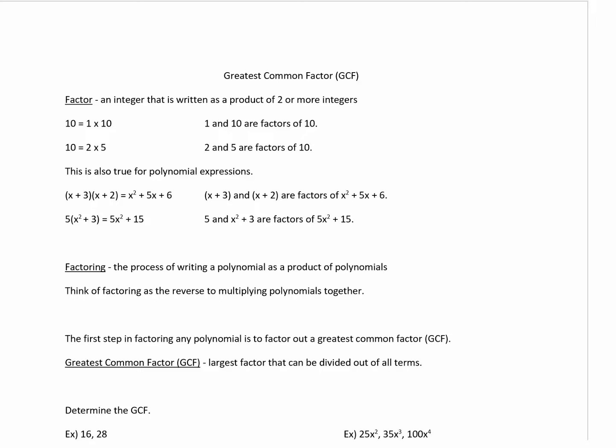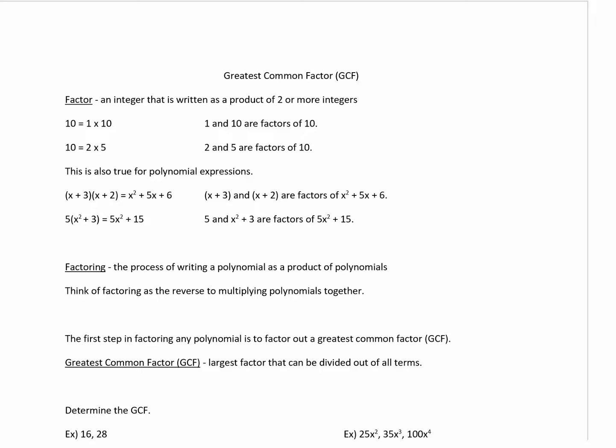In this video, we're going to talk about the greatest common factor. So, a factor is an integer that is written as a product of two or more integers. 1 and 10 are factors of 10 because 1 times 10 is 10. 2 and 5 are factors of 10 because 2 times 5 is equal to 10.